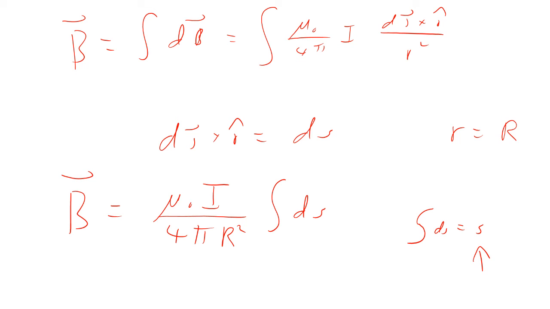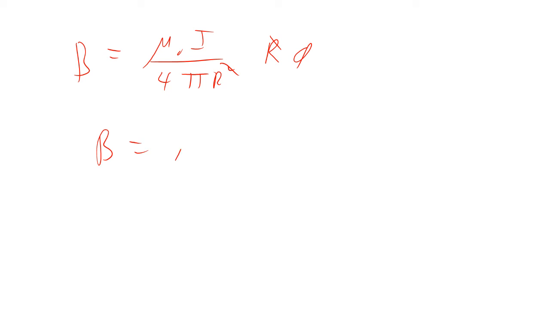Well, what's the distance around an arc? Well, the distance around an arc is going to be r times the angle. So the magnetic field is mu naught I over 4 pi r squared, times r times the angle. So that cancels that. So the magnetic field is mu naught I phi over 4 pi r.